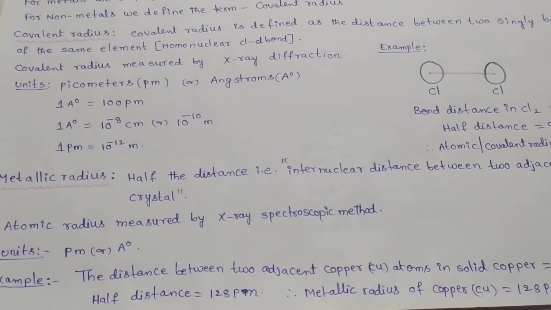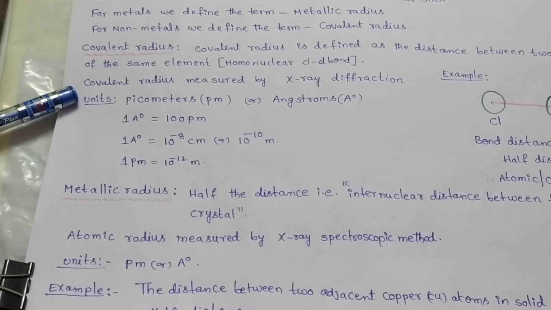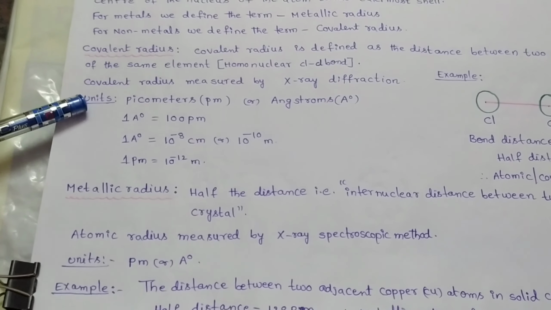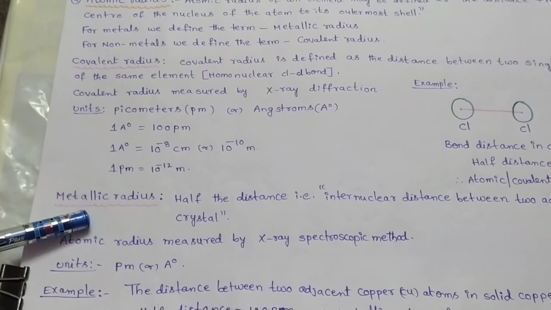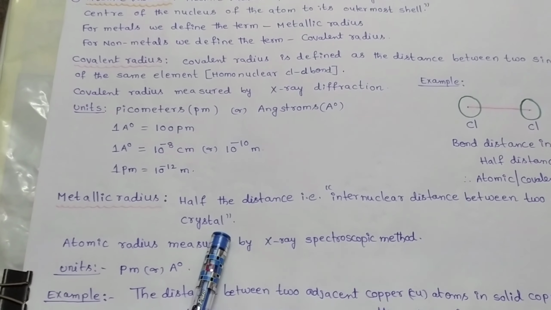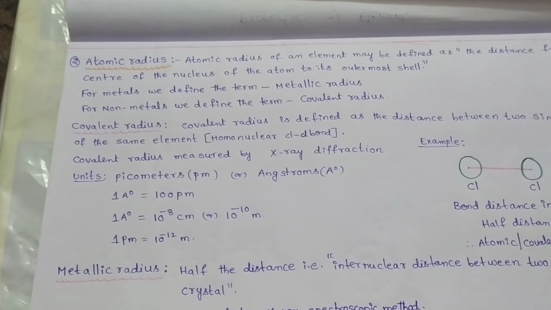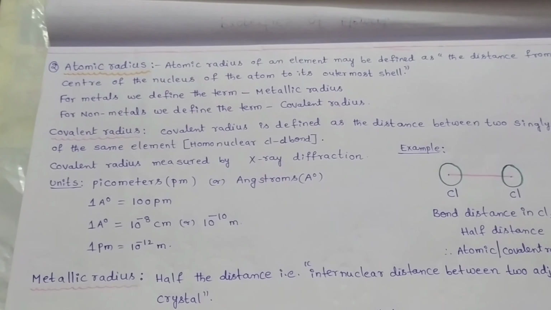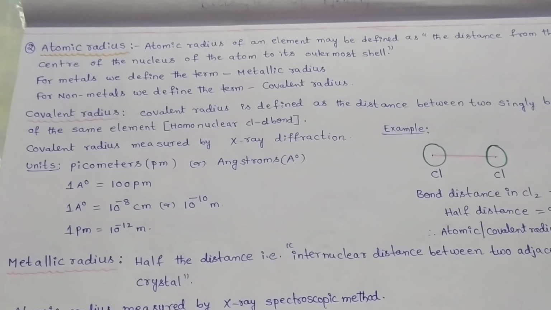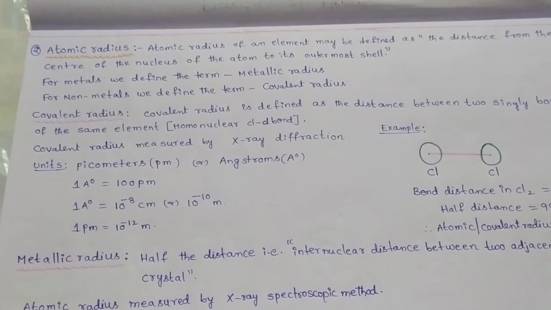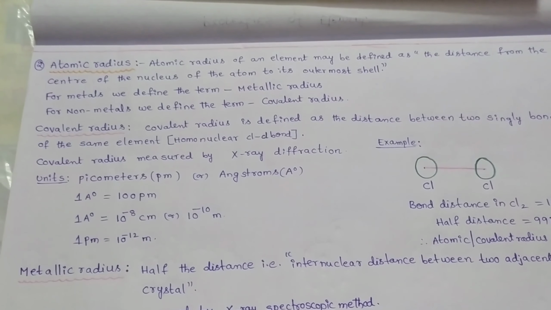In this way, we can measure the covalent radius in case of homonuclear atoms with single bonded atoms, and the metallic radius in case of metal crystals. This is the information about valency and atomic radius. In the next video, we discuss other properties of an element like electron gain enthalpy, electron affinity, and electronegativity.